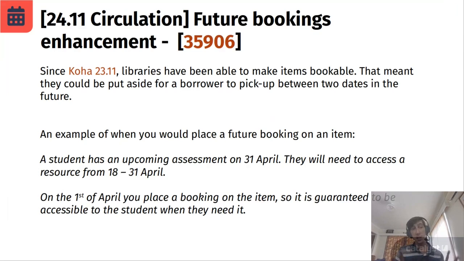So we've listed an example on this slide. A really good example is a student, either at a school or tertiary institution. They need an item between the 18th and the 31st of April. They don't need it today. So let's say today was the 1st of April. They don't need it right now. They only need it between the 18th and the 31st. However, with the future bookings enhancement, you can place a booking for that item between the 18th and the 31st. That means that the student will be guaranteed to have access to that item between the 18th and the 31st, but they don't need it now. So that's one example of how you could use future bookings.